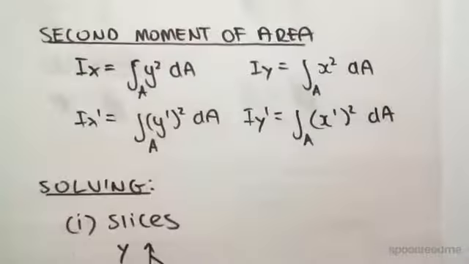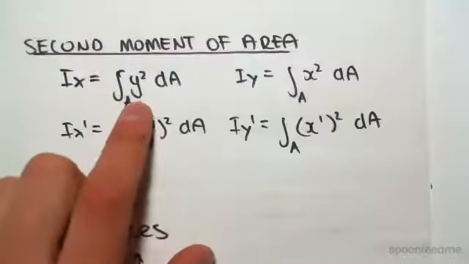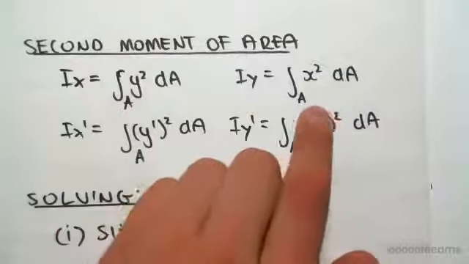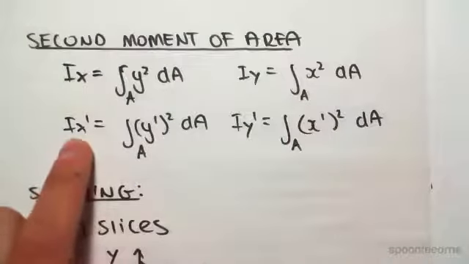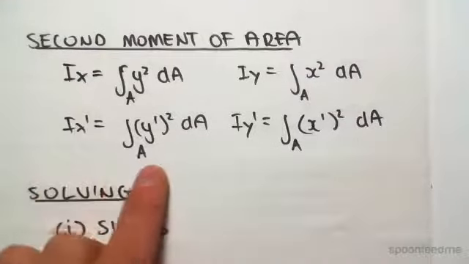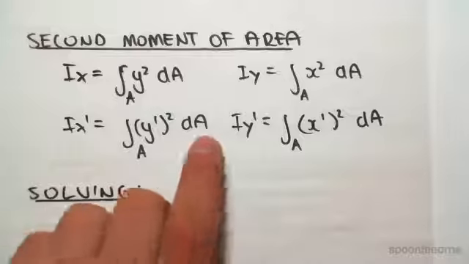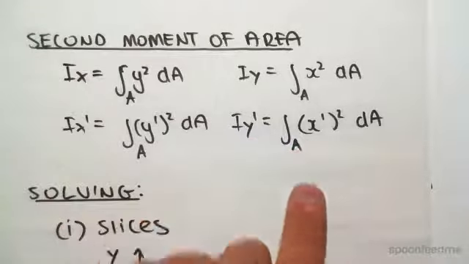The second moment of area, Ix, is equal to the integral over A of y squared dA. Iy is the integral over A of x squared dA. Ix dash, so the second moment of area in reference to our centroidal axes, will be the integral over A of y dash squared dA. Iy dash is the integral over A of x dash squared dA.